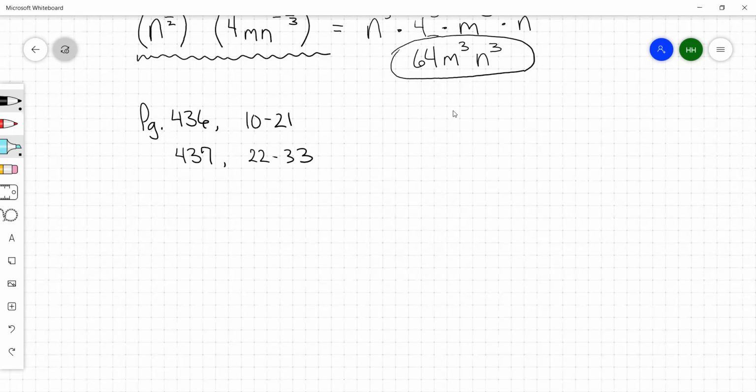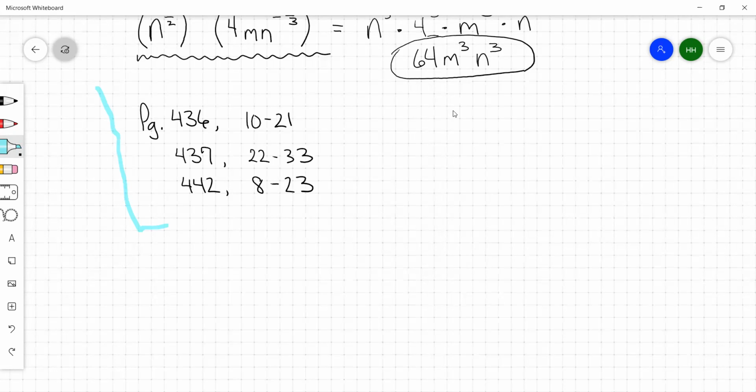All right, and then we got this division stuff. That's going to be 441. That's going to be 442, 8 through 23. All right, there's today's assignment.